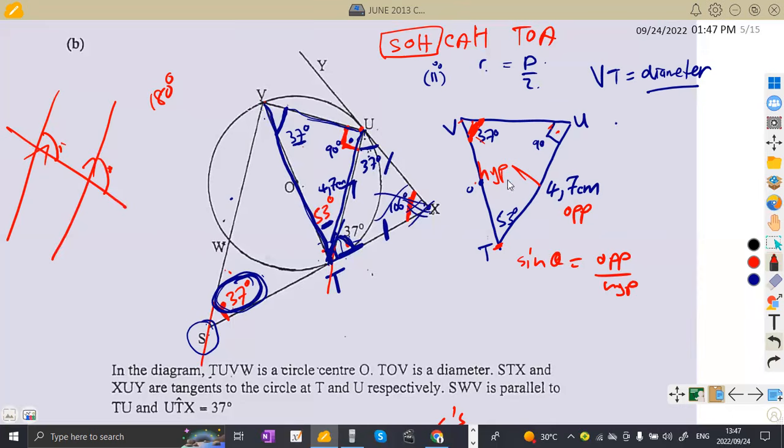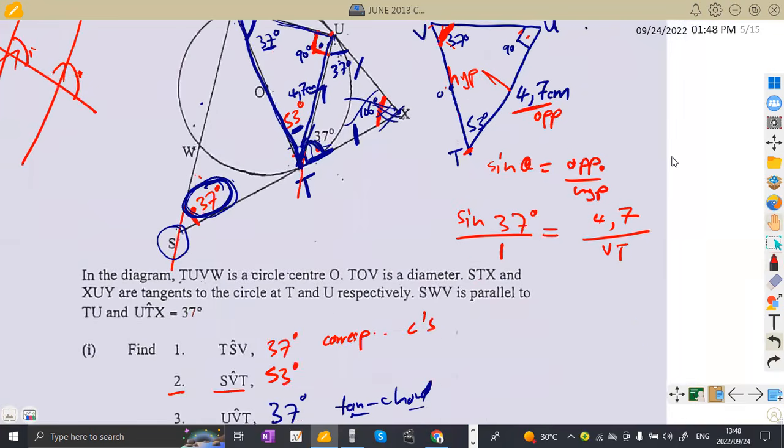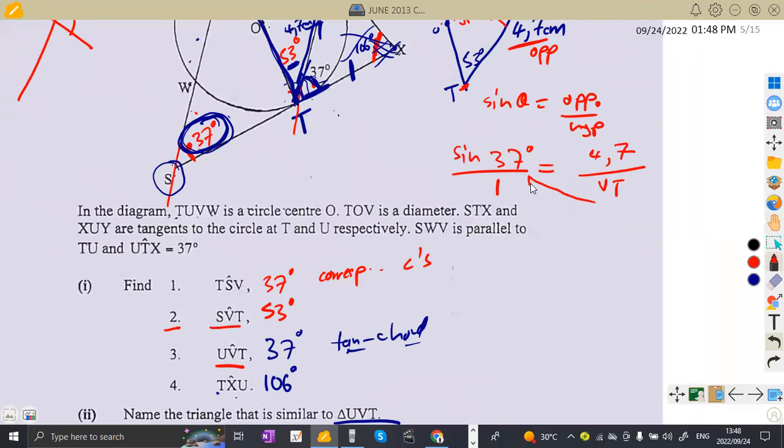Since I'm working with 37 degrees, it's going to be sine of 37 degrees is equal to the opposite, which is the one that I'm given here, 4.7, over the hypotenuse. The hypotenuse in this case is the one that I want to calculate, which is the VT. So I'm going to simply solve by cross multiplying. You can cross multiply, solve for VT.